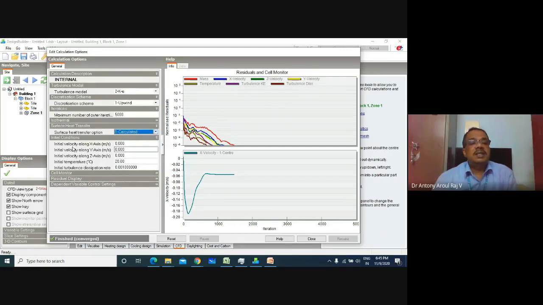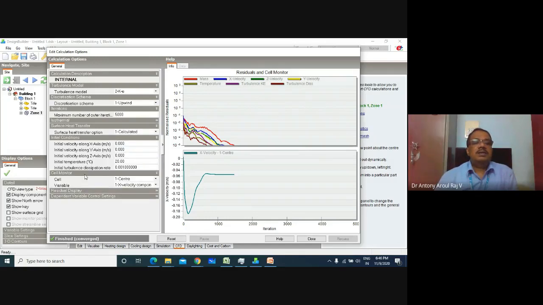Initialization is the initial approximate solution for all the variables: x momentum, y momentum, z momentum, initial temperature, initial dissipation rate, and even initial pressure and pressure correction we have to give. That is not given here, but in standard solvers everything will be given. Pressure you have to give, pressure correction you have to give, and whatever variables are involved, everything you have to give.